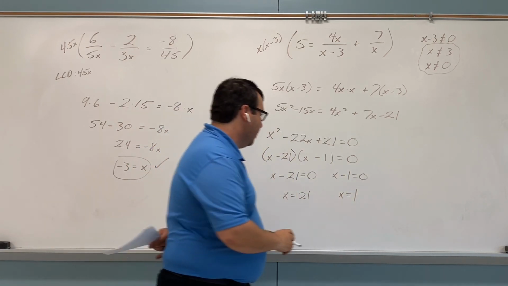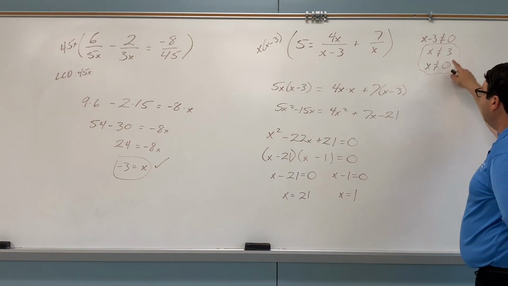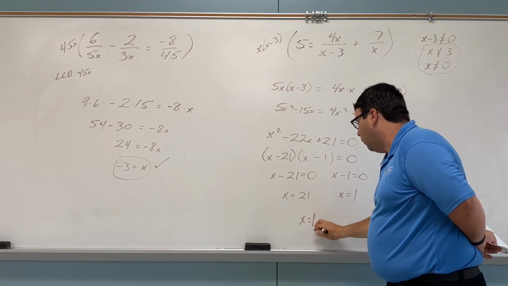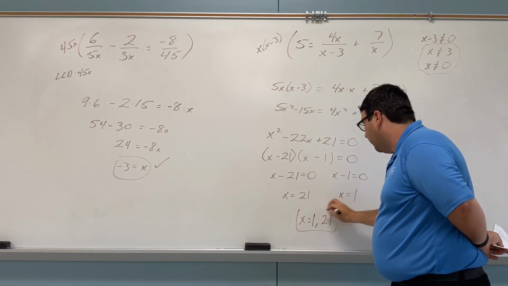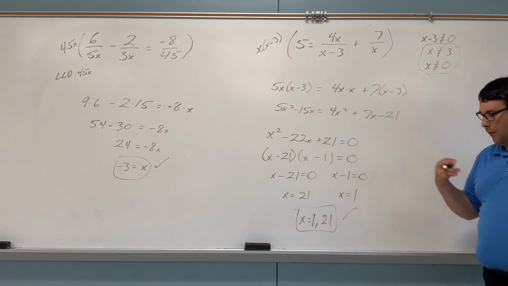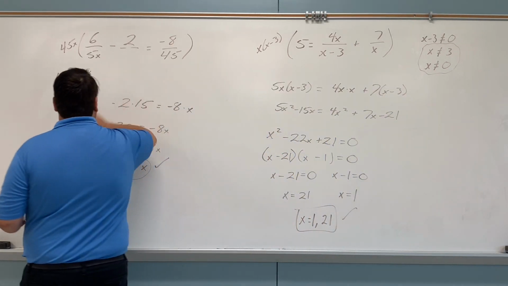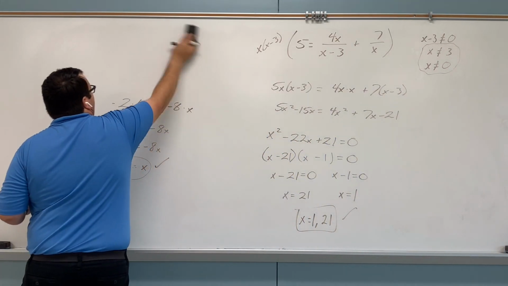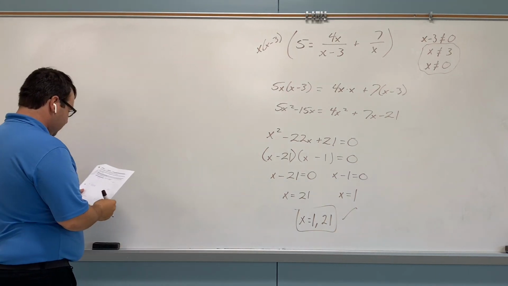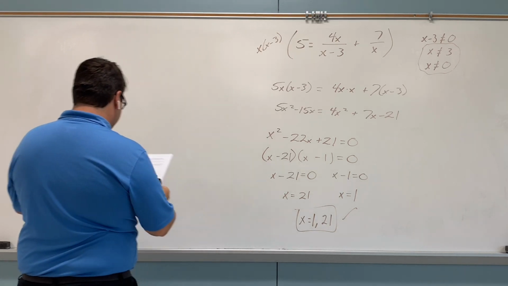But check it. Can x equal 21? Yes. Can x equal 1? Yes. So both of these are good. I have 1 and 21 as potential solutions for x. And that's it. All right. We are on a roll. So let's keep rolling. That was number 4. We're on number 5.